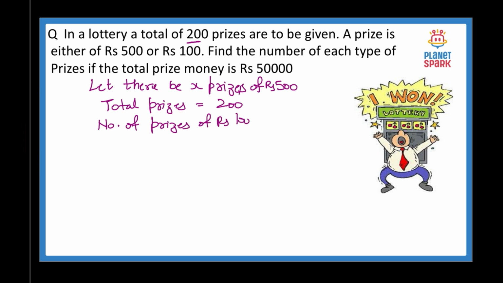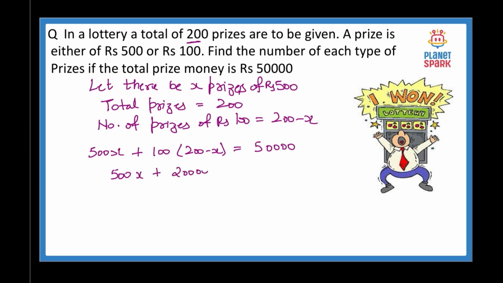Now just take an example. If I am having one prize of 500, that means I am giving 500 rupees. If I am having two prizes of 500, that means 500 into 2. Now we are having X prizes of 500, so 500 into X. Similarly, 100 into 200 minus X will become 50,000. Opening the bracket, we are going to get 500X plus 100 into 200, that is 20,000, minus 100X is equal to 50,000.